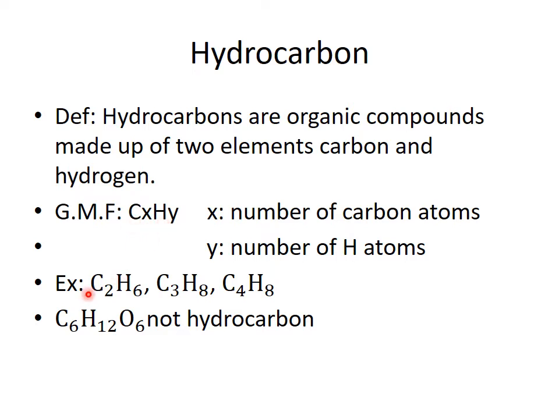For example, C2H6, C3H8, C4H8, all of them are classified as hydrocarbons. While here in C6H12O6, due to the presence of an oxygen element, this compound is not a hydrocarbon. It's an organic compound, but it's not a hydrocarbon.